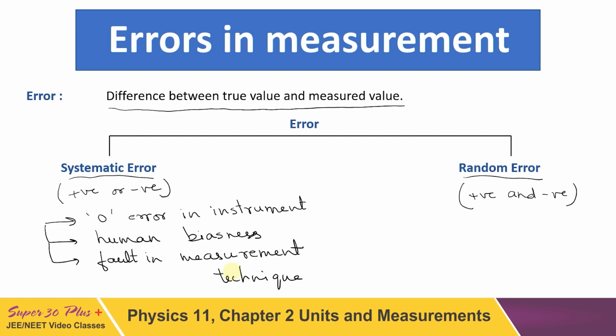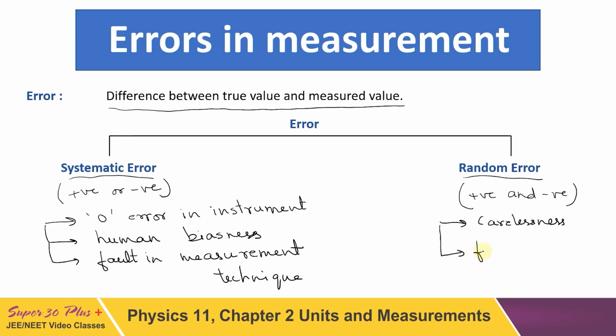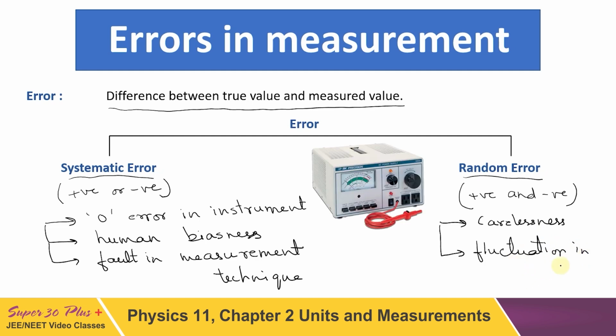Now let us come to random error. The most frequent cause of random error is carelessness. If we are not careful enough, then the measurement will produce some positive or negative error. One time it can be positive, in the next reading it can be negative, and so on. So if carelessness is there while taking the readings, it will produce a random error. Next is fluctuation in environment. You can take an example. If we have to take readings for an electrical experiment and the supply voltage is fluctuating, it will produce a random error.